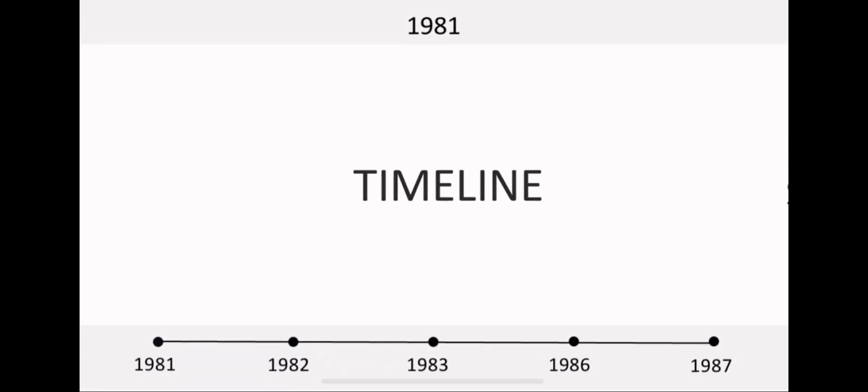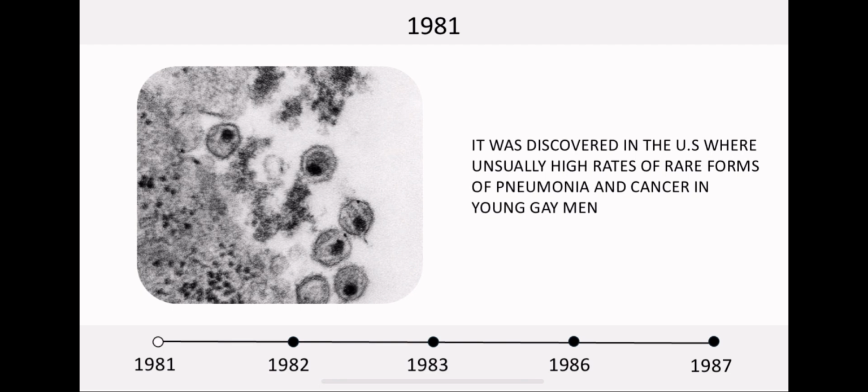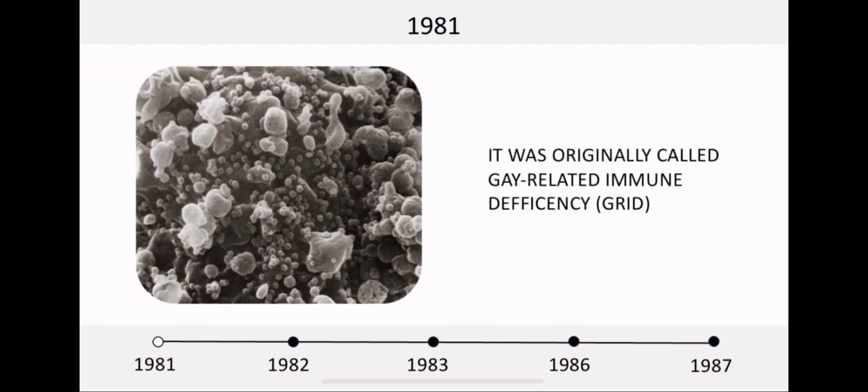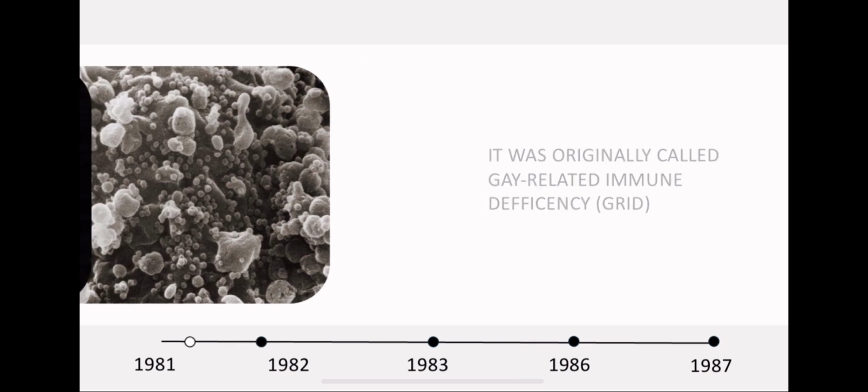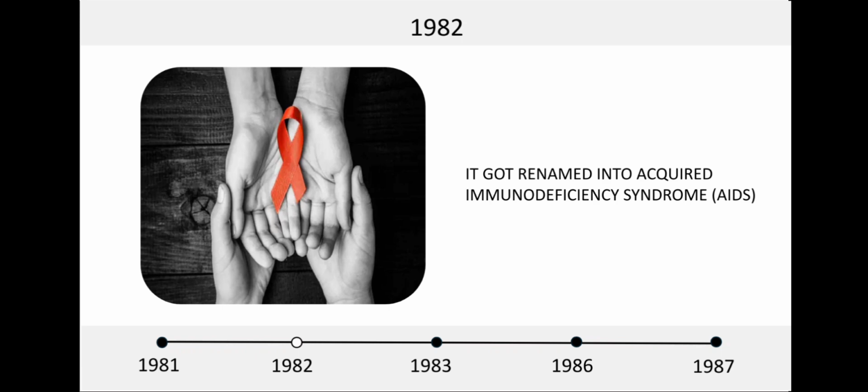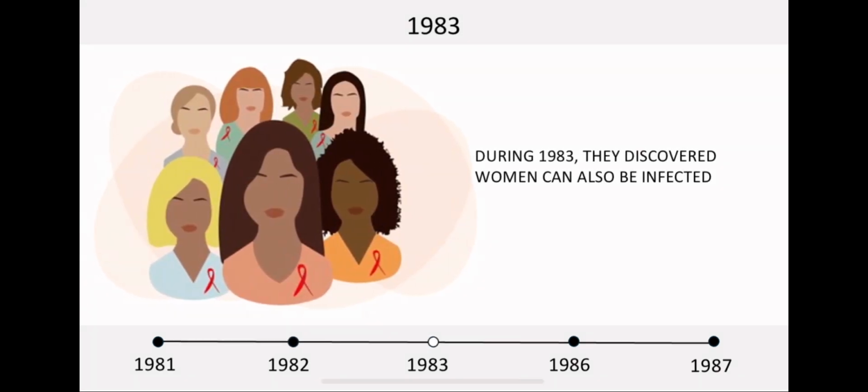Now let's begin with the timeline. In 1981, it was discovered in the US that there were unusually high rates of rare forms of pneumonia and cancer in young gay men. It was originally called gay-related immune deficiency, or GRID. In 1982, it got renamed acquired immunodeficiency syndrome, or AIDS. And in 1983, they discovered women can also be infected.